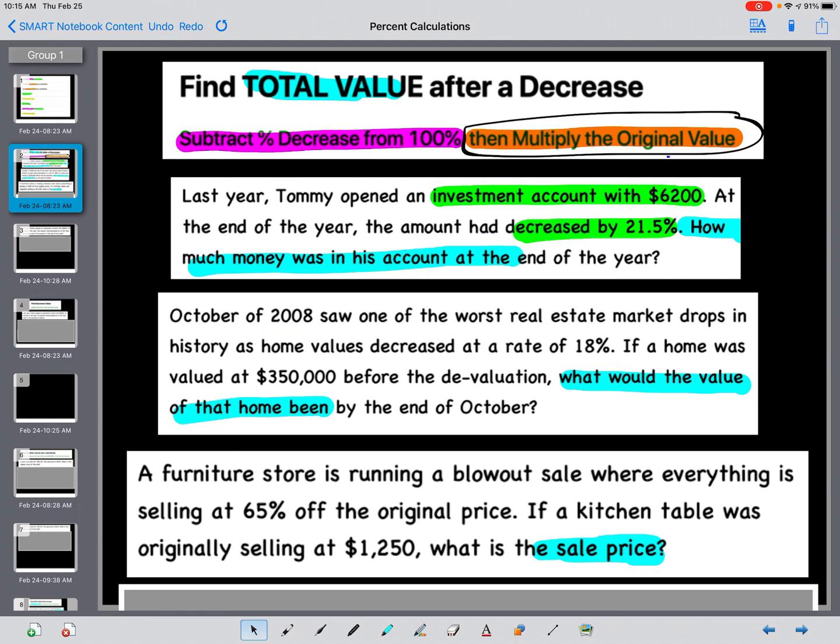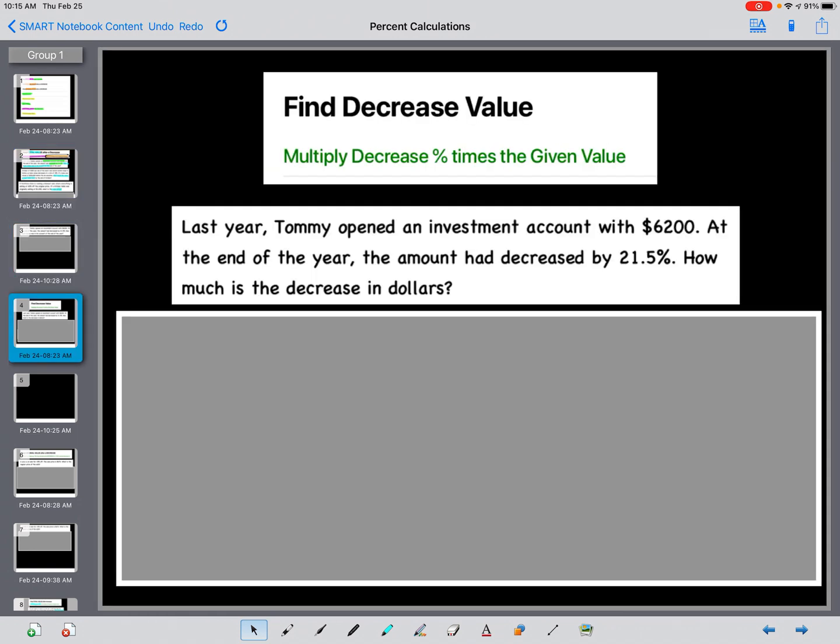So we have two more to discuss. Let's talk about finding decrease value. This is an easy calculation. You're just finding the change. Finding the change is simply taking the percent and multiplying it by the given value.